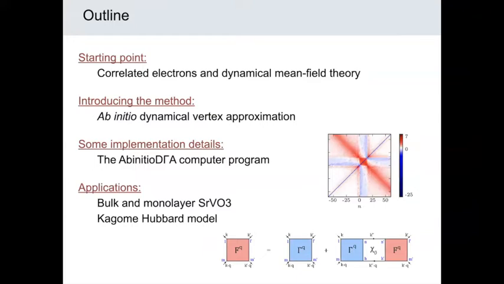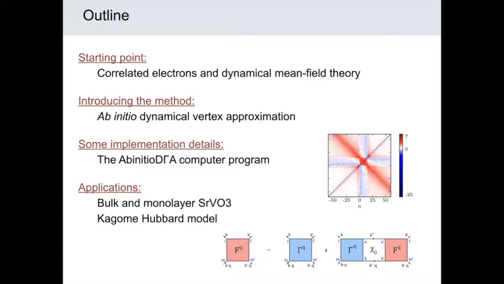Since this is all about correlated electrons and strongly correlated materials, I will start by briefly introducing the Hubbard model and dynamical mean field theory, which is an established method to tackle the Hubbard model. And then I will come to the main part of my talk, and I will introduce this method, which is the ab-initio dynamical vertex approximation. That is a diagrammatic extension of this dynamical mean field theory. And then I will also show some implementation details of this AbinitioDΓA computer program.